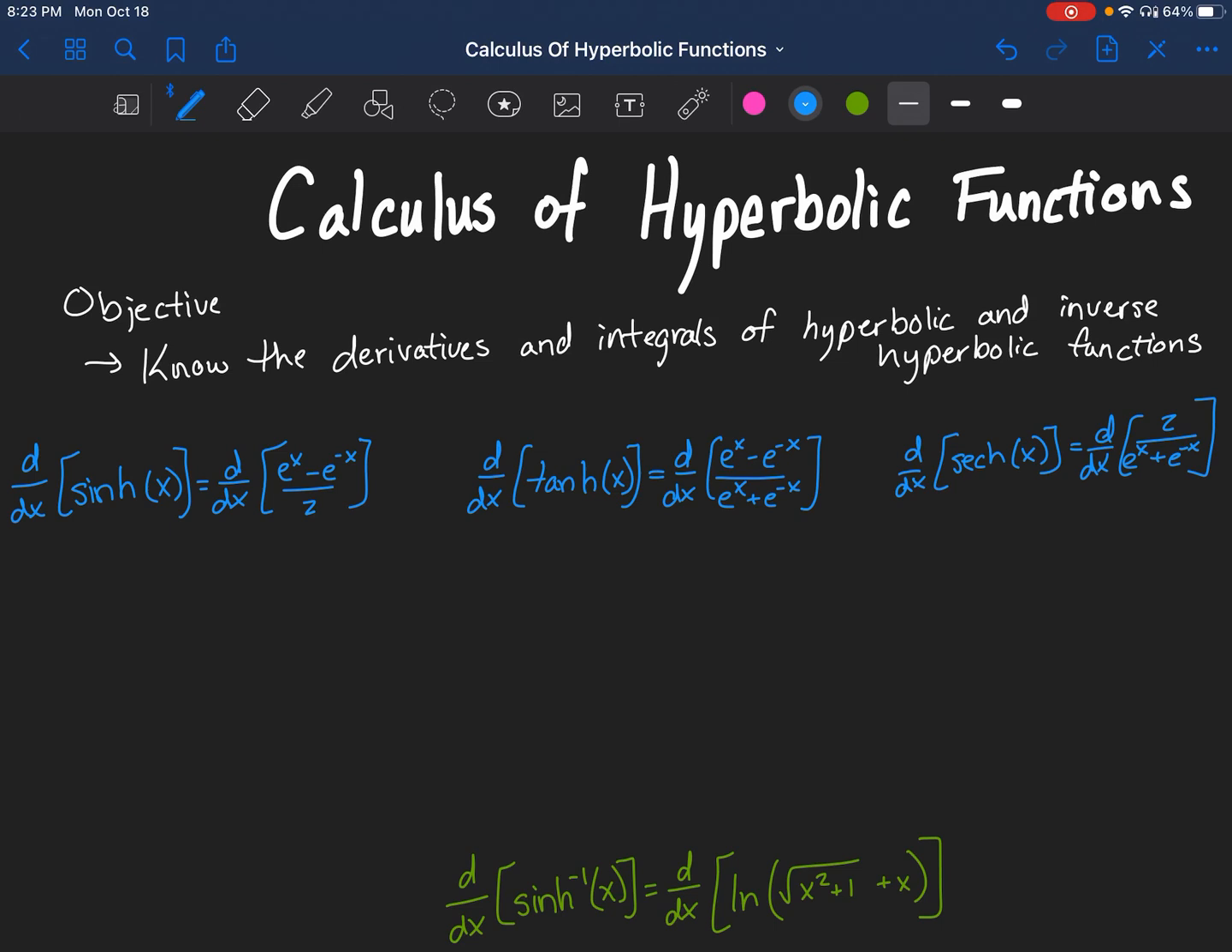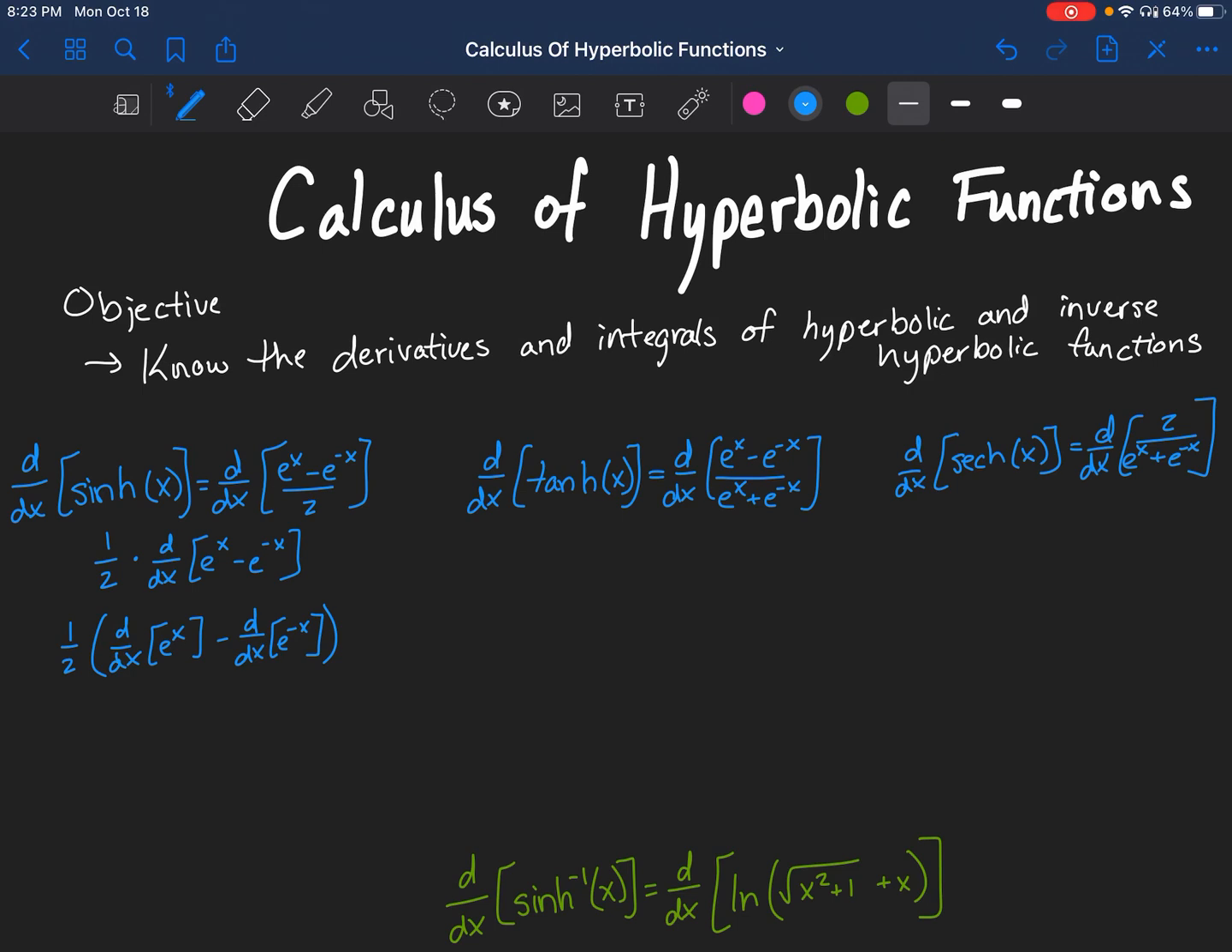Now, the first thing I did was rewrite it in its definition form. So I wrote e to the x minus e to the negative x over 2. Since I'm dividing by a constant, I can take that constant out, which is 1/2, and multiply by the derivative of e to the x minus e to the negative x. My next step is to split up using the difference rule, which is to take the derivative of e to the x and then subtract the derivative of e to the negative x.